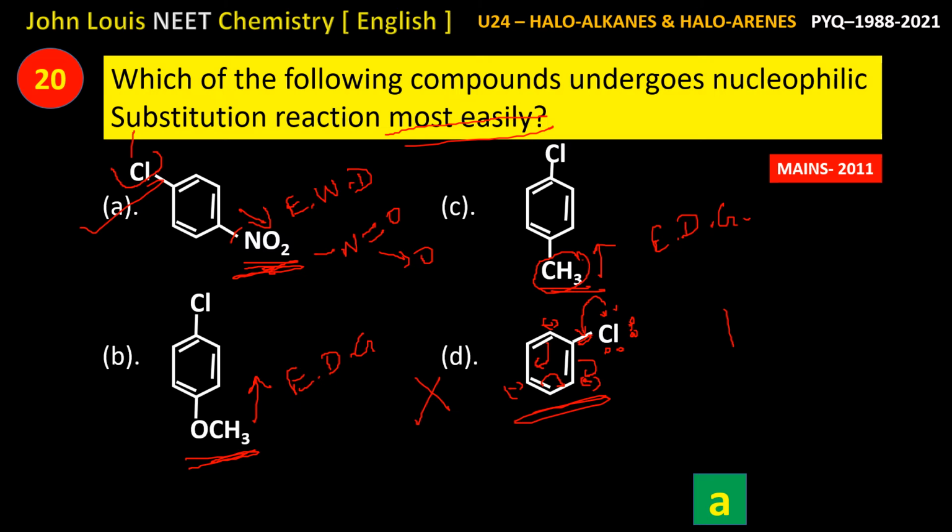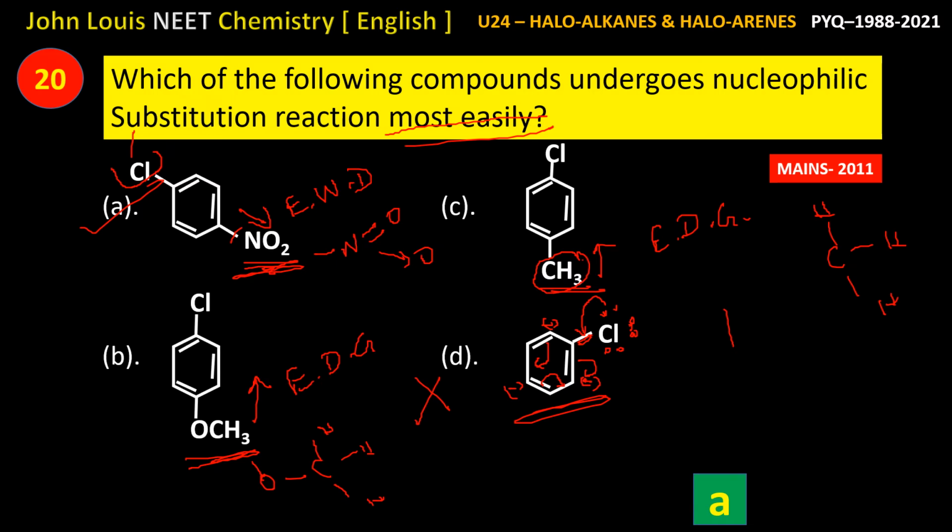Therefore, it will be an electron withdrawing group. In CH3, everything is a single bond. Therefore, it will be an electron donating group. In OCH3 also, everything is a single bond. Therefore, this also will be an electron donating group. So this may help you to find out whether it is an electron withdrawing group or an electron donating group.